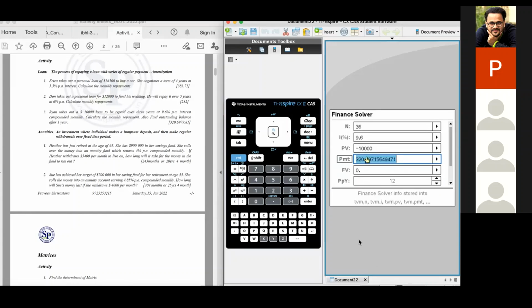So that you can find out here 320. Now the case here is that they want, after 1 year, what would be the outstanding balance? So in that scenario, you need to type 12 here.